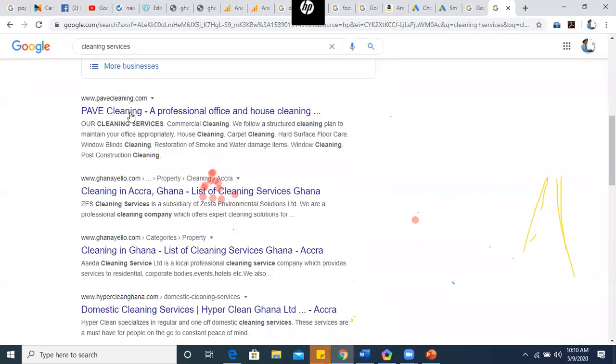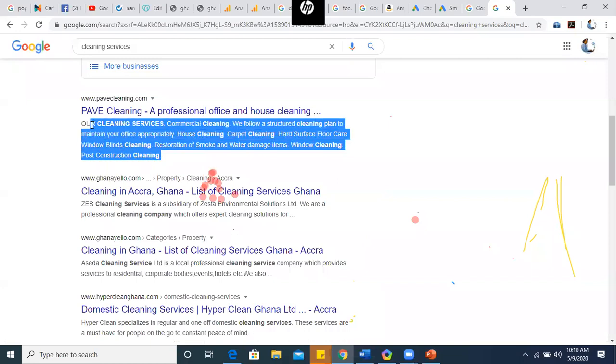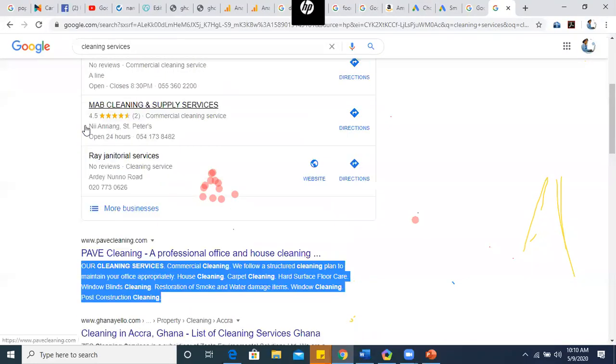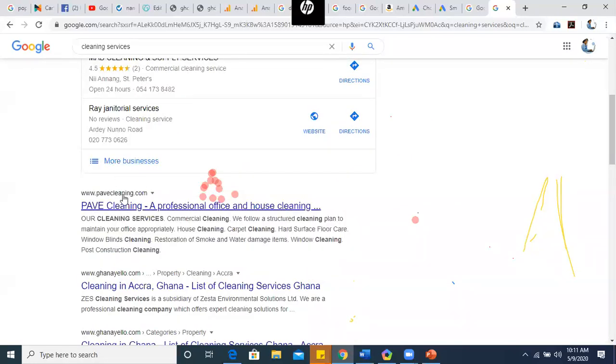if you look at a company that is ranked, this is called a meta description. What is that? The company is using the keyword to describe who they are. If you searched for cleaning service, and they say commercial cleaning, you can see cleaning there, running through all the things they are doing. They know that cleaning is a key thing people will look for, so they mentioned cleaning more in their description. That's what we call a meta description. If you look at their website itself, it has cleaning on it.